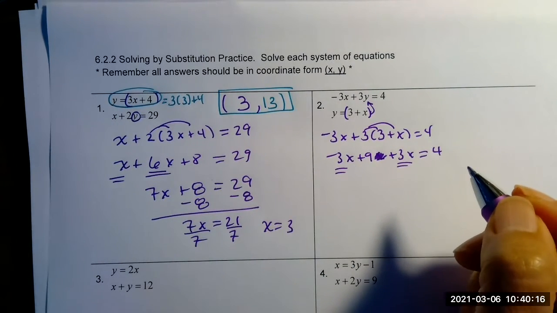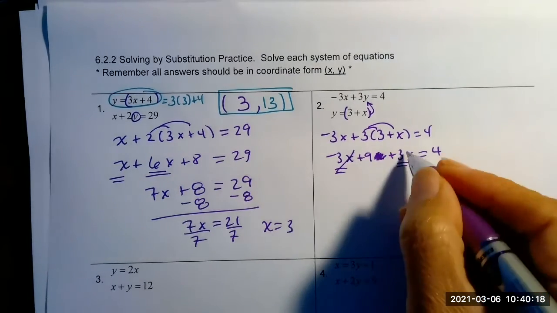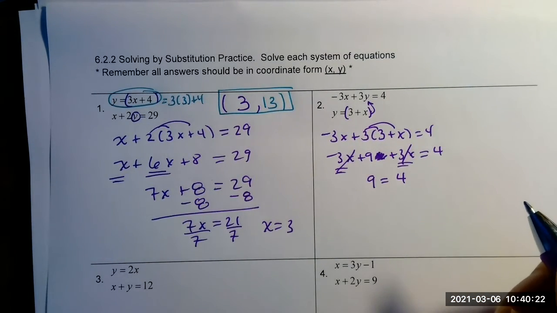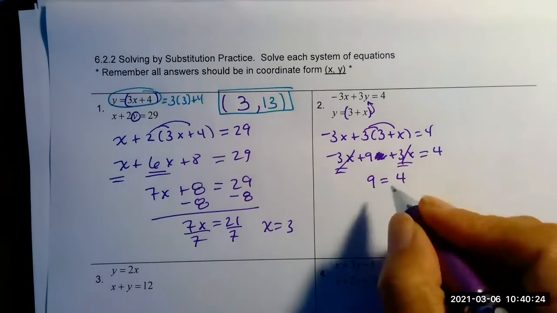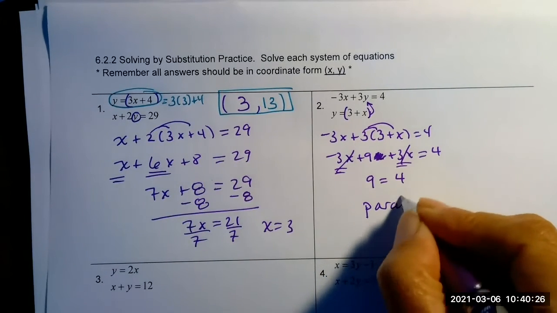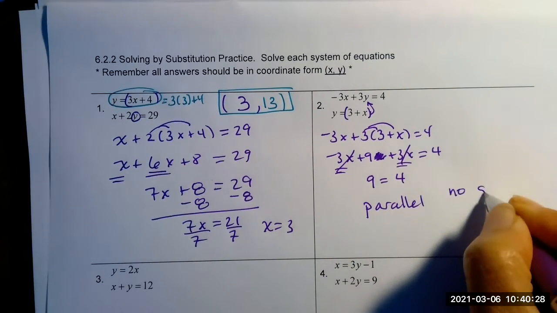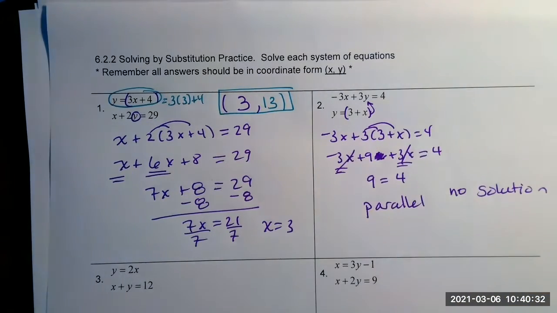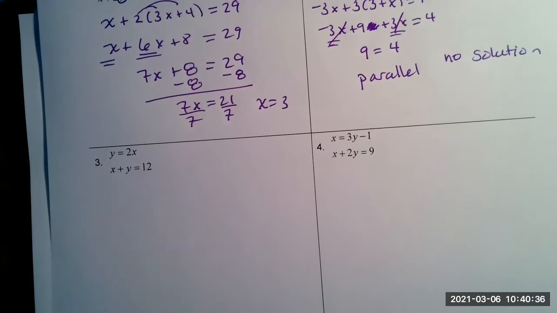Holy cow, check this out. So let's see what happens. This ends up going away, and I end up with this. Well, what that means is the lines are parallel. So there's no solution, right? Just don't forget what we're doing. These are lines that we can graph and see what they look like. All right, try the next one.